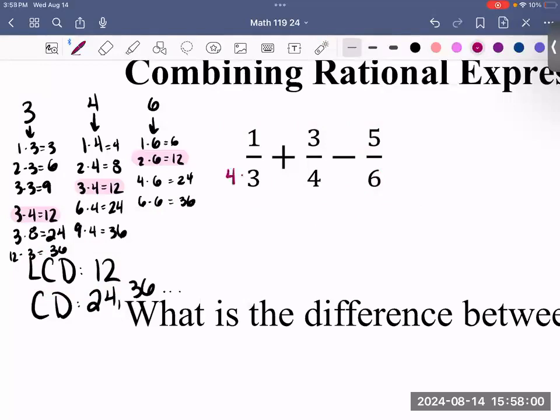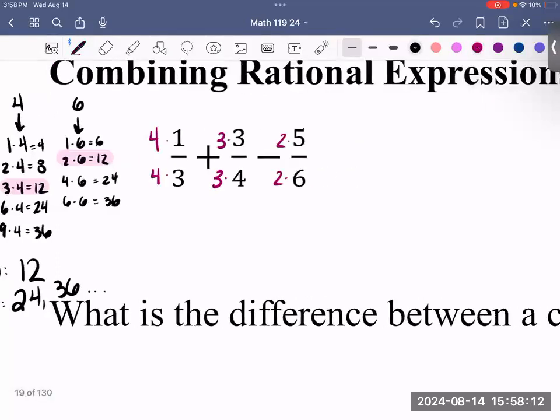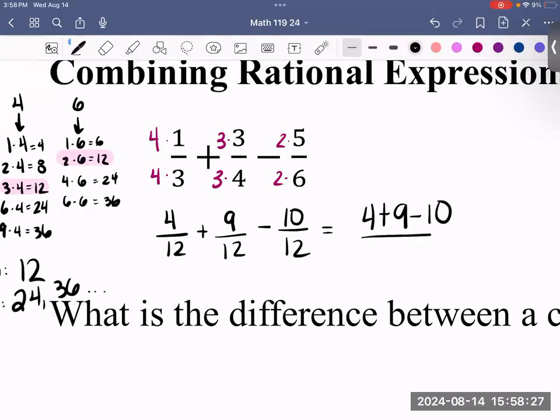So 3 times 4 is 12. What you do to the bottom, you do to the top. 4 times 3, what you do to the bottom, you do to the top. 6 times 2, and over that. So then we have 4 over 12 plus 9 over 12 minus 10 over 12. So we really have 4 plus 9 minus 10 all over 12, which then is 3 over 12, or 1/4.